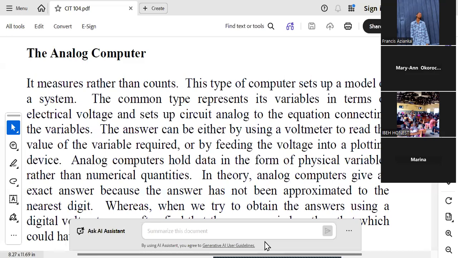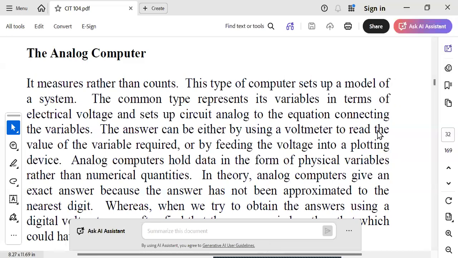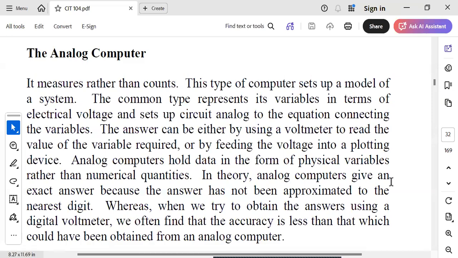The analog computer measures rather than counts. This type of computer sets up a model of a system. The common type represents its variables in terms of electrical voltage and sets up circuits analogous to equations connecting the variables. The answer can be obtained either by using a voltmeter to read the value of the variable required, or by feeding the voltage into a plotting device. Analog computers hold data in terms of physical variables rather than numerical quantities.